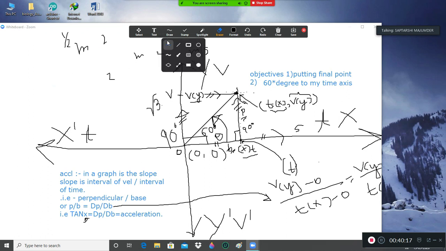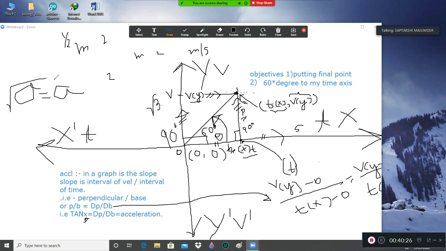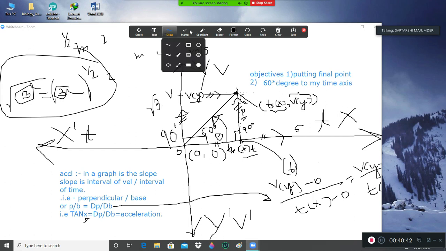This is also a new, interesting thing. If root over a is written like this, then in power form or indices form, you can write a to the power 1 by 2. So I am putting 3 here, that means 3 to the power 1 by 2. That means both the options are correct.